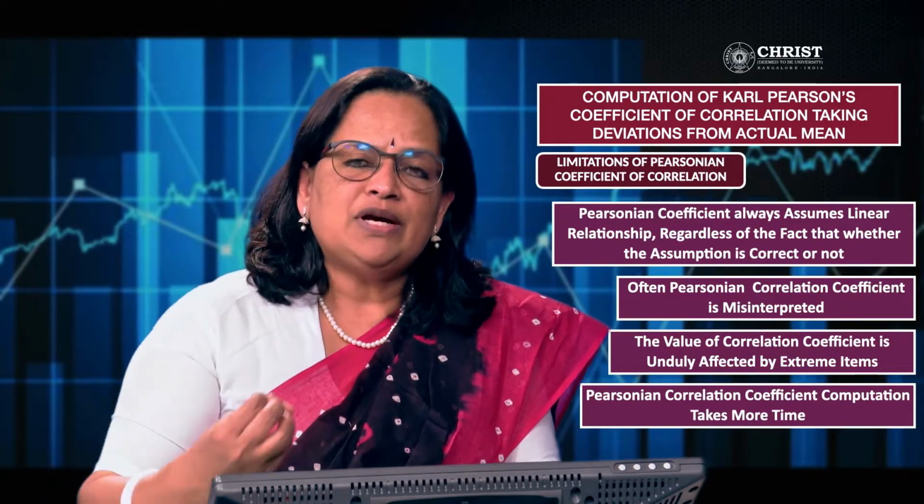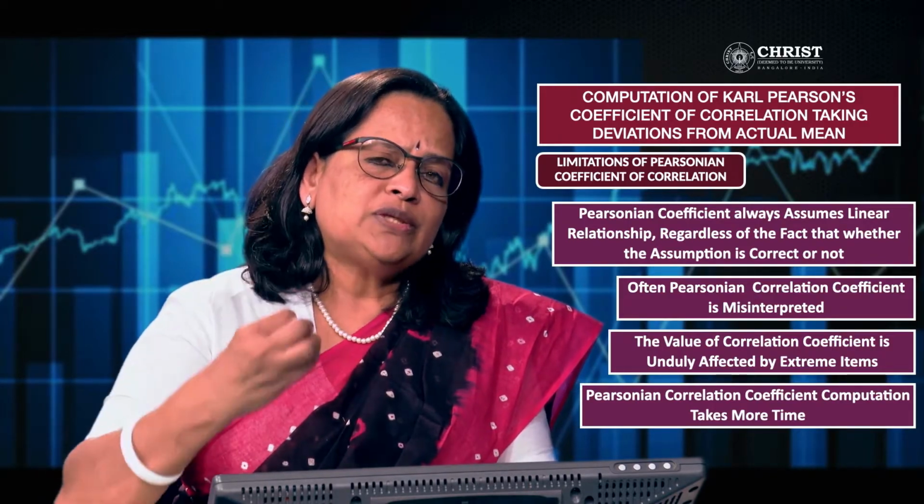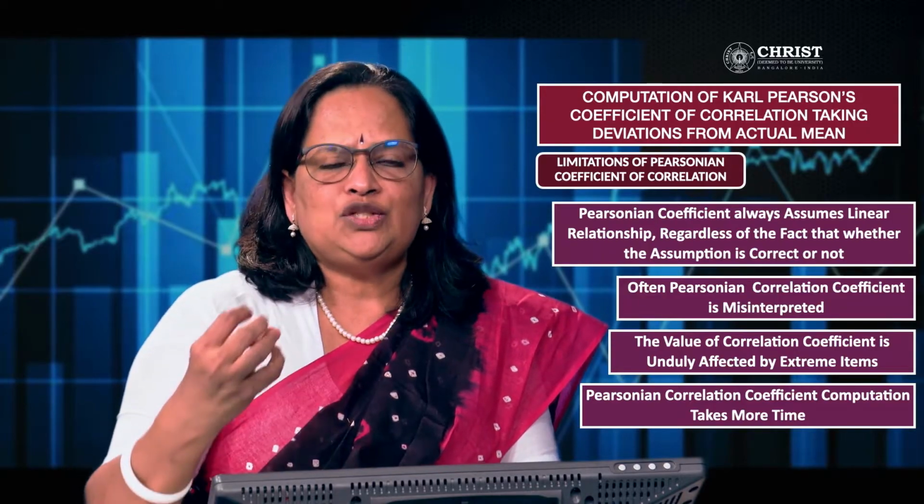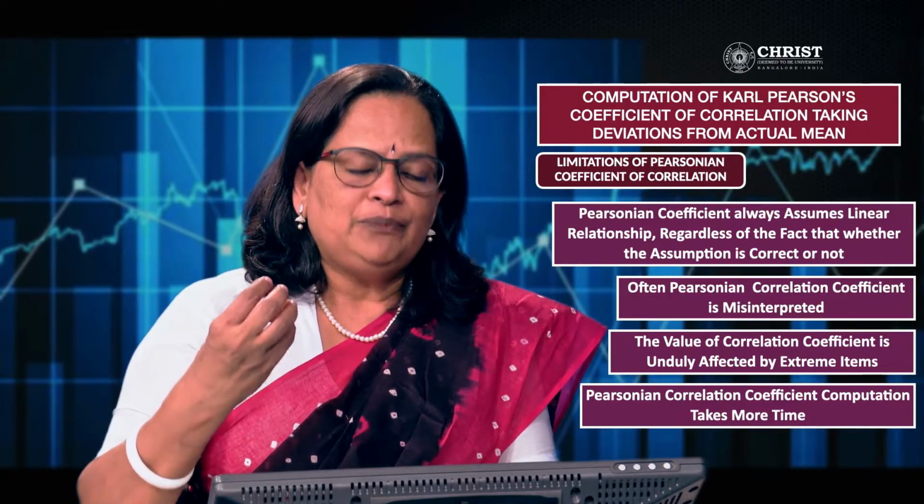Next is, the value of the correlation coefficient is unduly affected by extreme items. If extreme values are there, either small values or higher values compared to the other values, the final answer can get affected. Next is, Pearsonian coefficient computation takes more time. More time in computing. You have to take the square root, you have to do calculations. If it's actual mean or assumed mean, it's taking time to compute. Then the computation is difficult for some. They will find it difficult as the computation is a lengthy procedure.